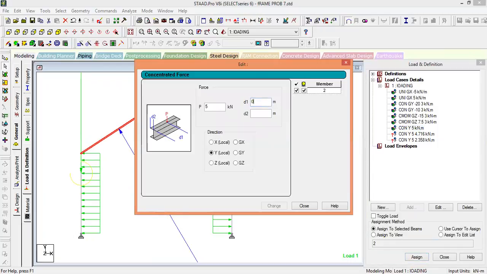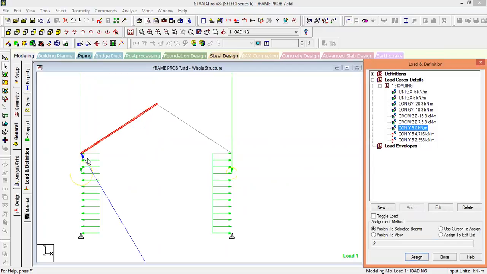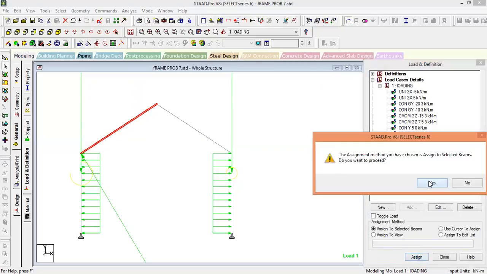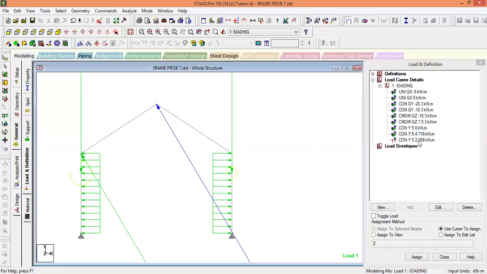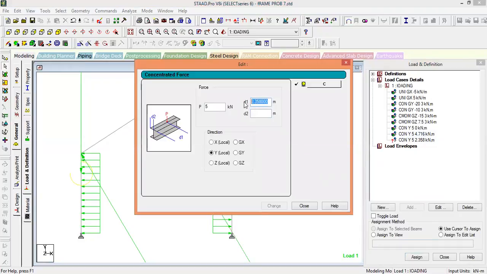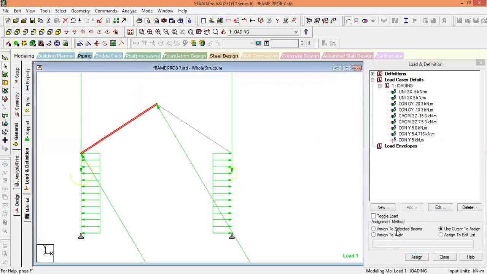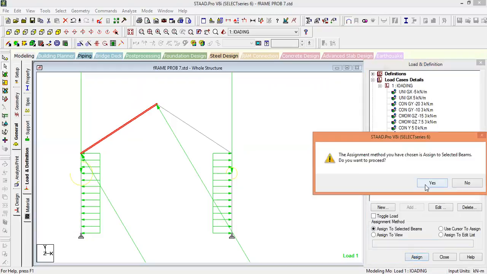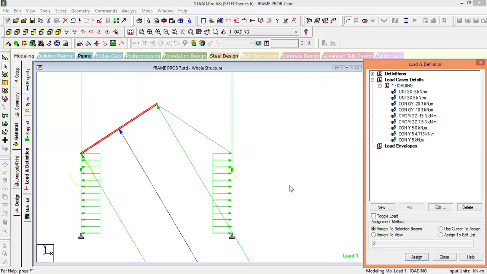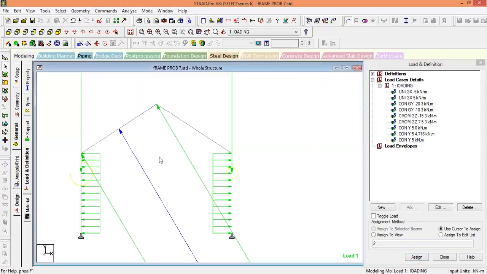Now I should give a 0. Change this. Close. So this is the first point, and we'll assign this now. This is the last point. For the midpoint, even if you don't give anything, if you leave it as it is, you will get the midpoint. The load will automatically be assigned to the midpoint itself. This is how the load is being assigned.